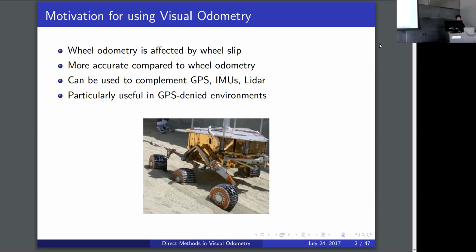And aside from accuracy, it can be used to complement other sensor measurements like GPS, or you can put them together to increase the accuracy. Visual odometry is particularly useful in GPS-denied environments. So you can imagine drones flying inside indoor environments where you don't have GPS position measurements.